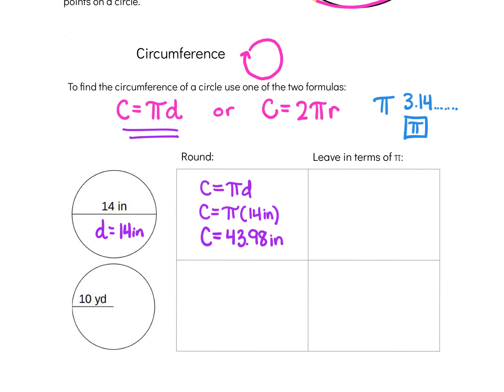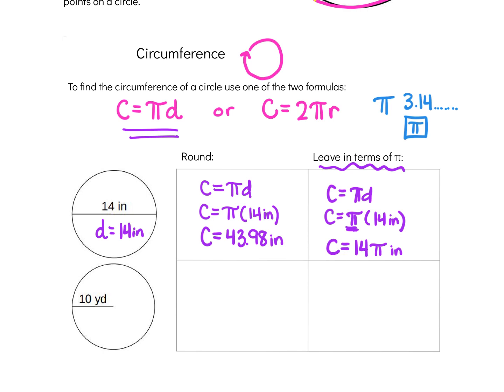So now let me show you what it looks like if you want to leave it in terms of pi. Same thing, you're going to write your formula. You're going to substitute in the dimensions that you know. In this case, it's 14 inches. And you are going to leave pi in your answer. We're going to leave that right there. Typically, we will put the number first. So there's nothing to multiply 14 by. So we're just going to write 14 pi. And then this is in inches.